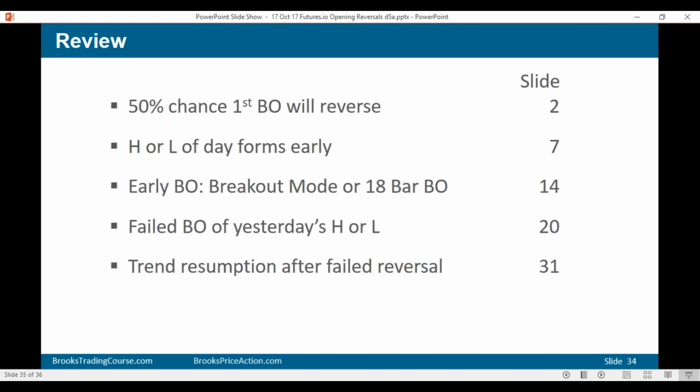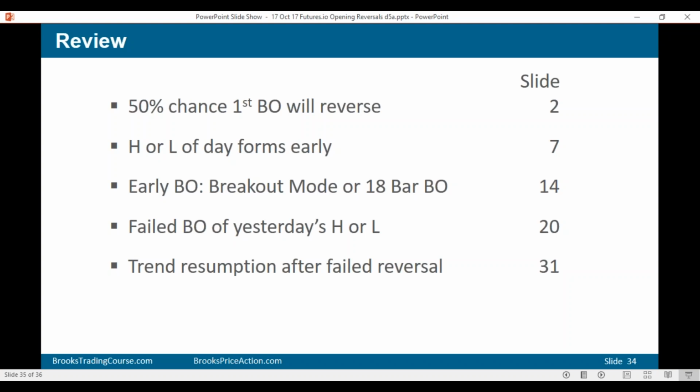And by the end of the 18th bar, traders are starting to look for a breakout of that 18-bar range. I also talked about a breakout mode setup, which means after the 10th bar, if you have a new high of the day that reverses down, a new low of the day that reverses up, either one can come first. Traders will look to enter on a breakout of that initial range.